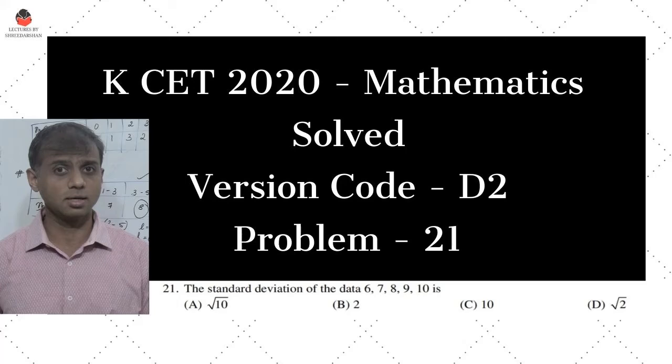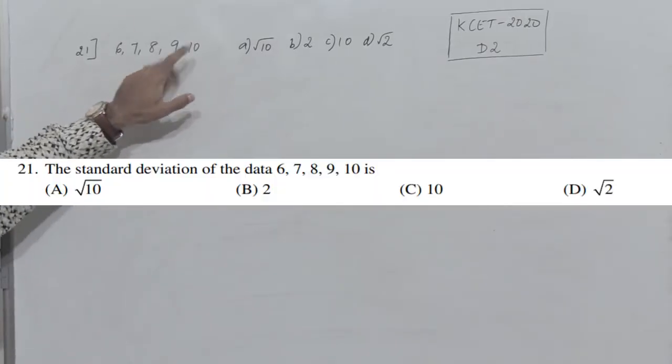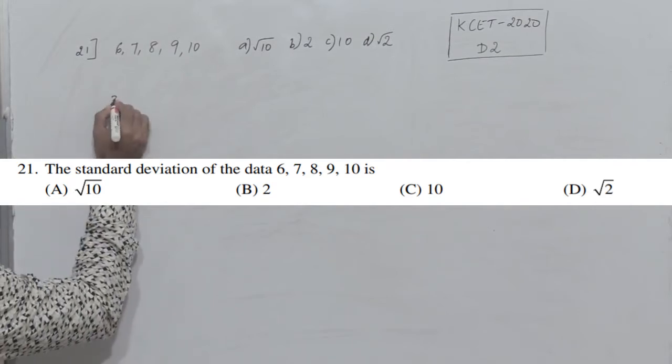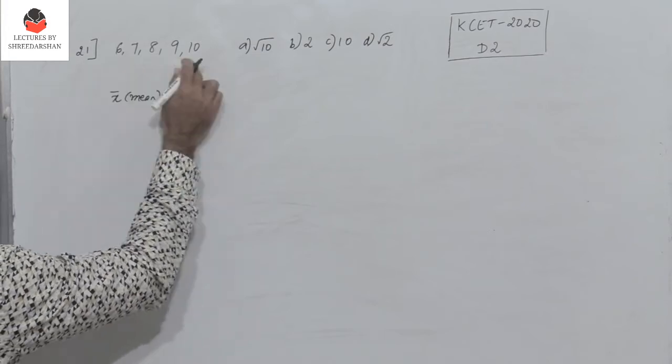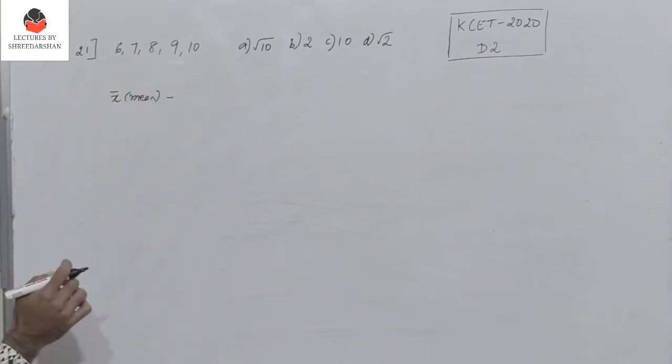Problem 21, we need to find the standard deviation of the data, which is given here, which is 6, 7, 8, 9, 10. Now to find the standard deviation, we need to find the mean. The first step is to find the mean. So to find the mean, add all of them and divide by 5 because we have 5 numbers.